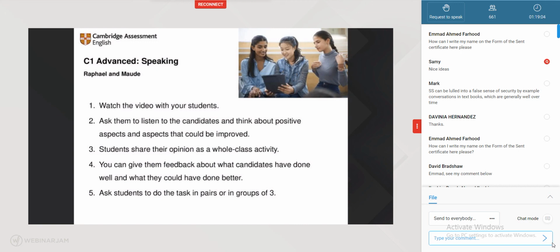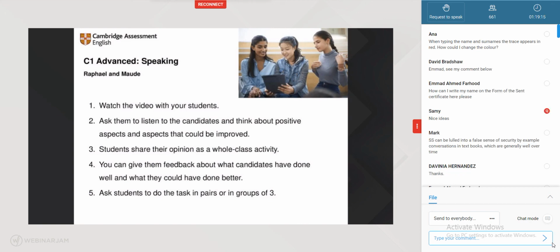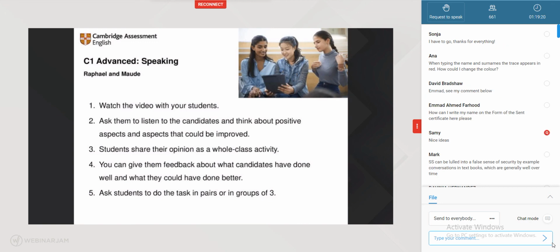Make sure your students are familiar with and understand the criteria. Watch the video with them. Ask them to choose one candidate. Think about positive aspects and aspects that could be improved. You then share the opinion as a whole class and give each of them feedback about what they've done well, what they could have done better.